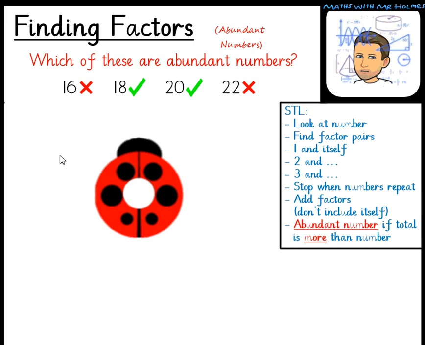And there you go. Using factor pairs to find abundant numbers. Have a go yourself. Write a few numbers down. How many abundant numbers will you be able to find?